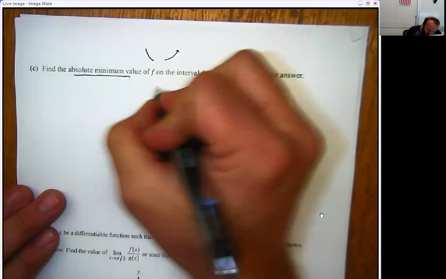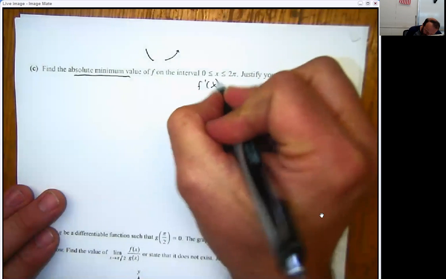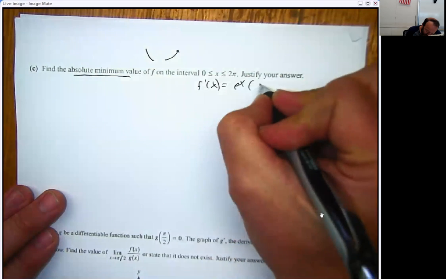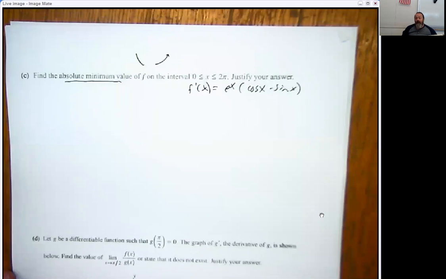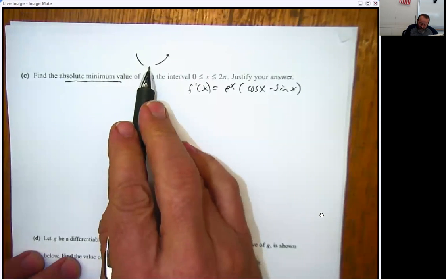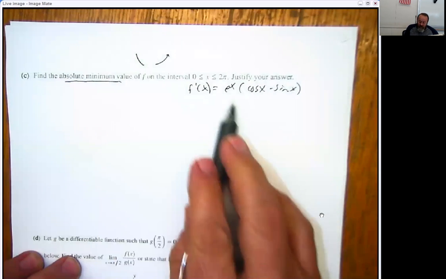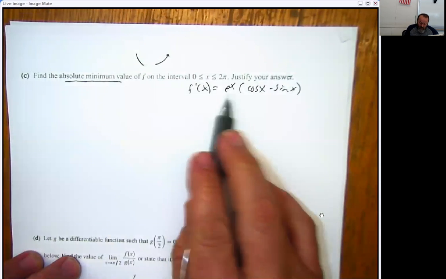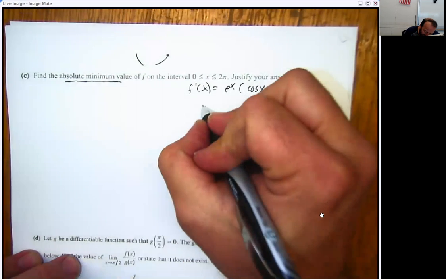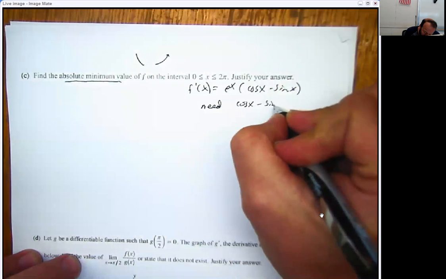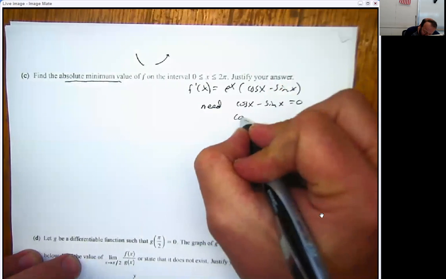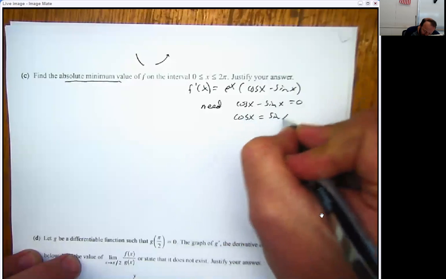Recall that we knew that f prime of x was e to the x times the cosine of x minus the sine of x. Well, the only way that derivative could be 0, since e to the x can't be 0, is if I would need cosine of x minus the sine of x to be 0, or in other words, the cosine of x to be the sine of x.